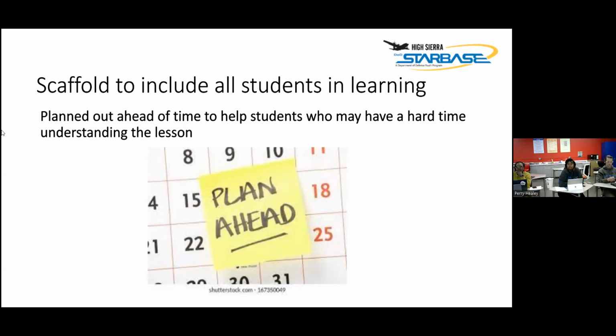I wanted to ask if scaffolding has also to do with the differentiated approach, where you have more interest on the learners who are slow in learning.